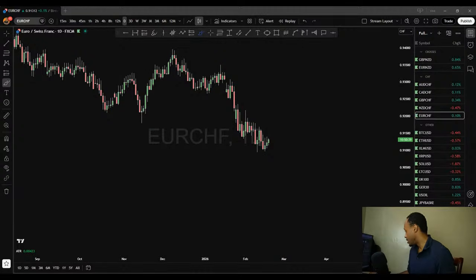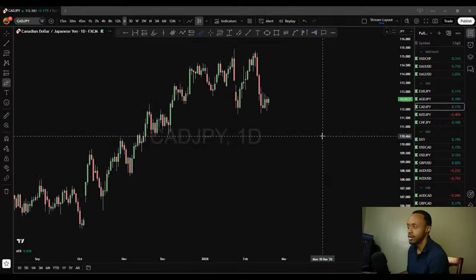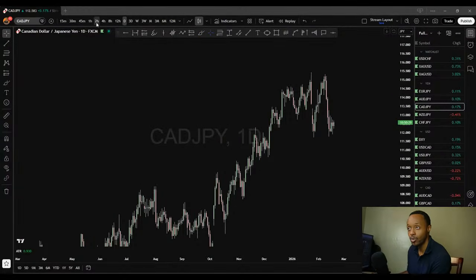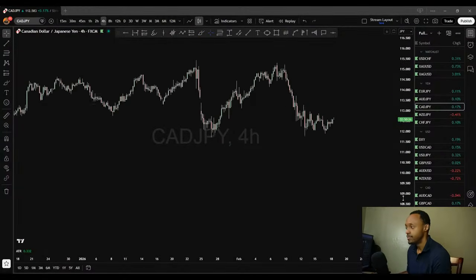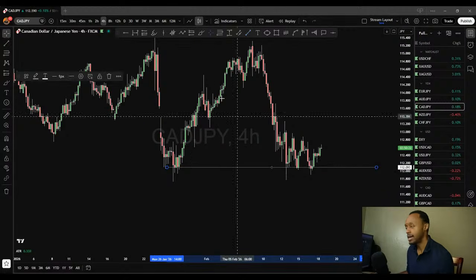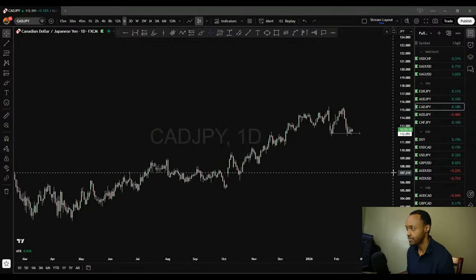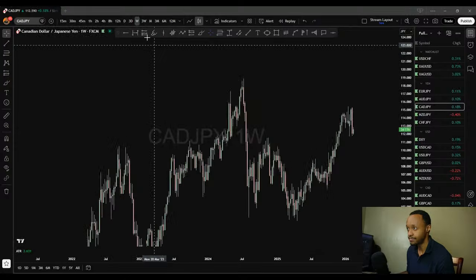Okay, I'll wrap things up with CAD Yen longs. Okay, so CAD Yen, I like where we're positioned. CAD Yen longs I do like because we are trading in a bullish market. If you go to the daily chart, it's clearly a bullish market. There's still room to the upside.